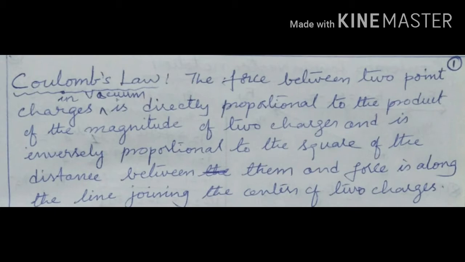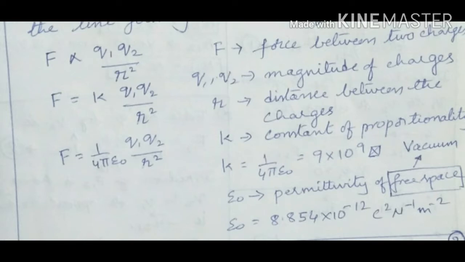According to Coulomb, the force between two point charges in vacuum is directly proportional to the product of the magnitude of the two charges and is inversely proportional to the square of the distance between them. And the force is along the line joining the centers of the two charges. So we can express Coulomb's law in the form of an equation.